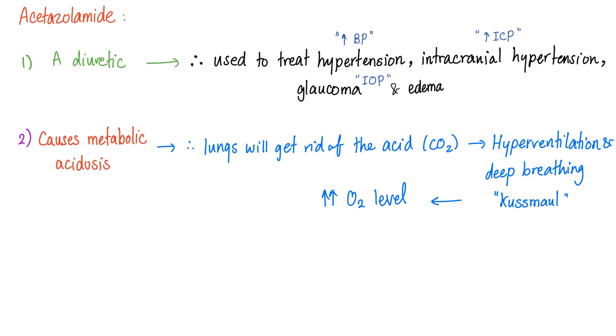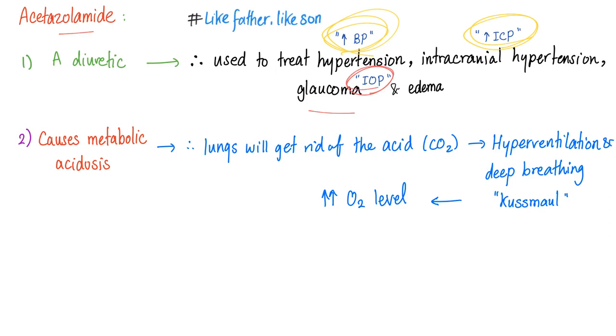Acetazolamide is a diuretic. Agree? Agreed. Therefore, we can use it to treat hypertension because it's a diuretic. You can use it to treat intracranial hypertension because it's a diuretic. Where do you think the pressure in your brain came from? From the pressure of your blood in your system, honey. We can use acetazolamide to treat glaucoma. Where do you think your intraocular pressure came from? From your systemic arterial pressure, honey. And acetazolamide knows how to decrease all kinds of pressure. It's a pressure reliever because it's a diuretic.